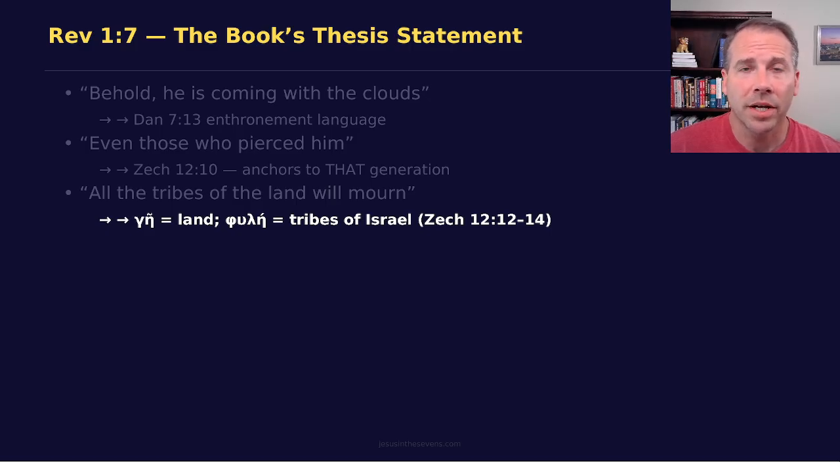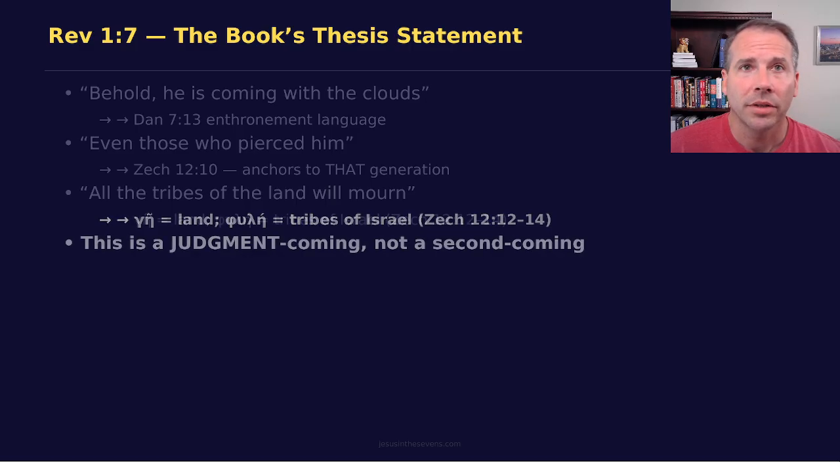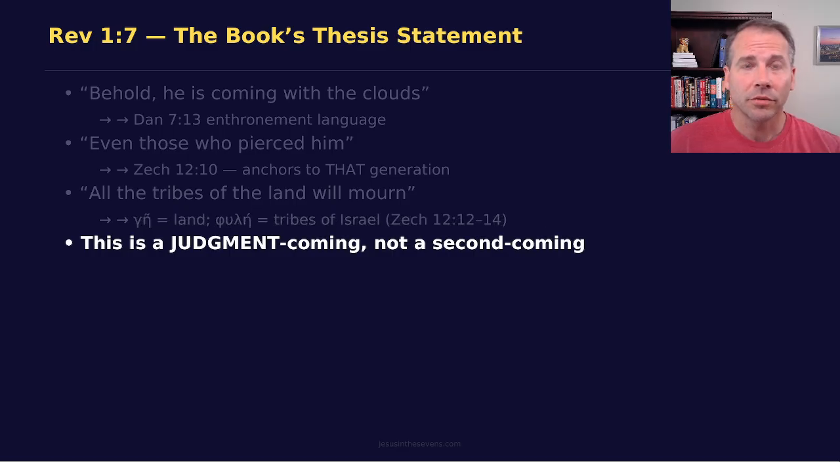So specifically, they are being talked about as mourning. Why? Because that generation of the tribes of Israel, the land of Israel, is the generation that crucified Jesus. And remember, crucifixion is abomination that causes desolation. So it's a judgment coming.